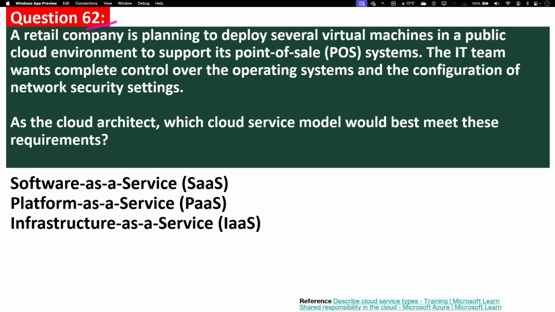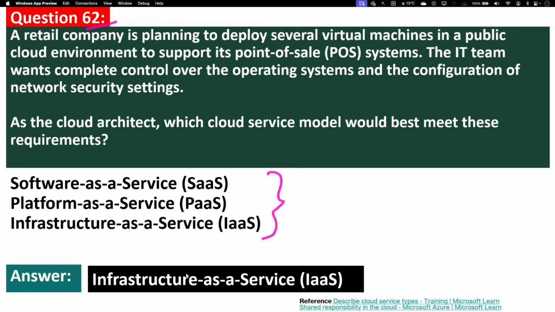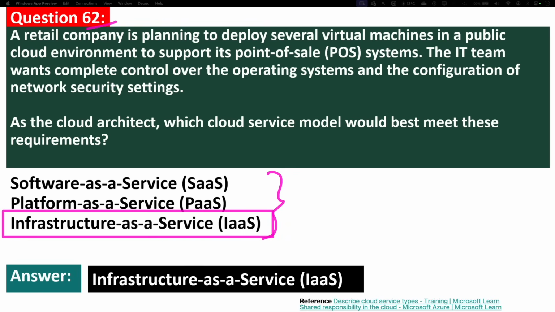As the cloud architect, which cloud service model would best meet these requirements? Let's look at the options available. The correct answer is infrastructure as a service, or IaaS. So we looked into platform as a service and software as a service before. Now let's double click on what is infrastructure as a service. So let's understand what is IaaS.